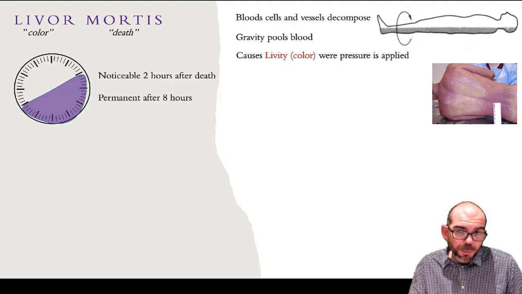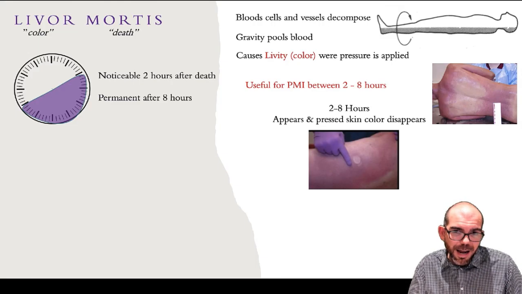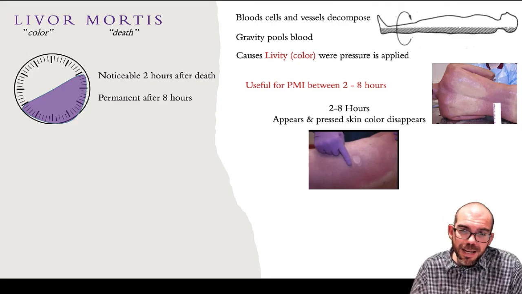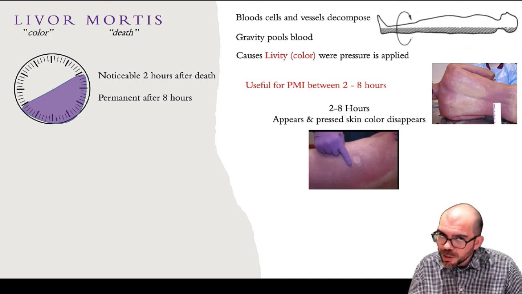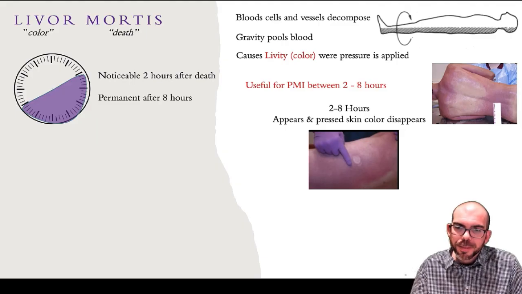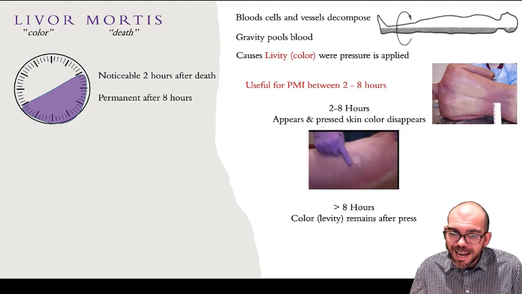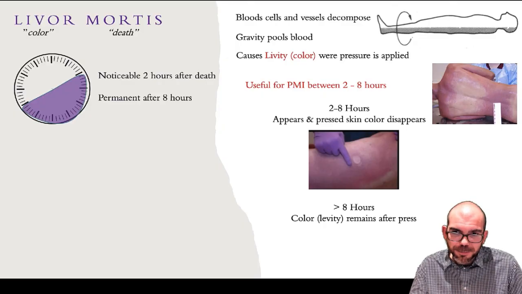This will be wherever pressure is applied on the body, and what's unique about it is it's very helpful for PMIs between 2 to 8 hours, because if I press the skin during that time range of 2 to 8, the color will momentarily disappear. That's huge. That lets me know a very small time frame when this individual died. If this body is older than 8 hours, the color or lividity will remain after I press it.